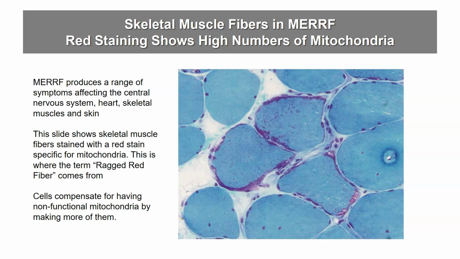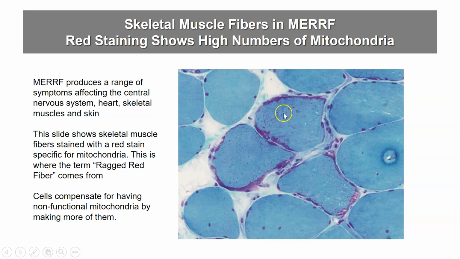Because mitochondria are not functioning, at least some of them, muscles tend to produce even more mitochondria as a compensatory reaction to less function of mitochondria in general. So if you stain muscle tissue in an individual with MERRF with a dye that specifically stains mitochondria, you'll see something like this. Compared to wild type, there's a heavy staining for mitochondria.